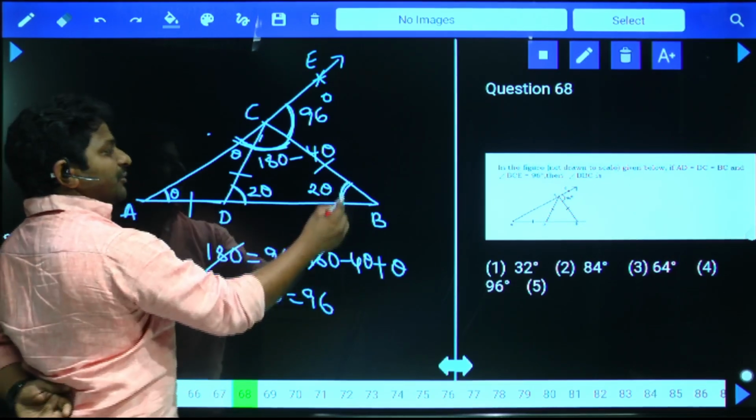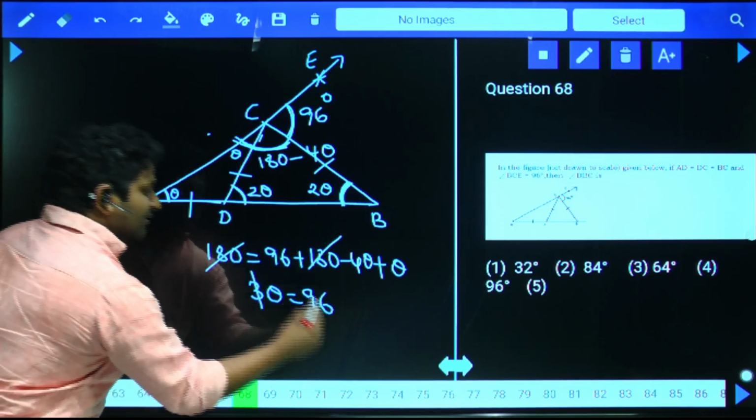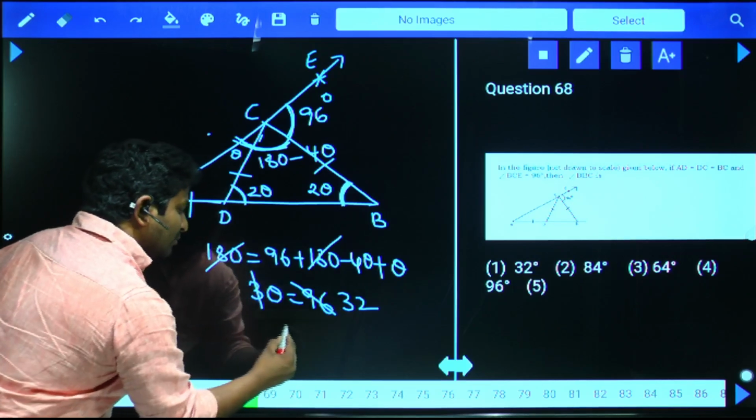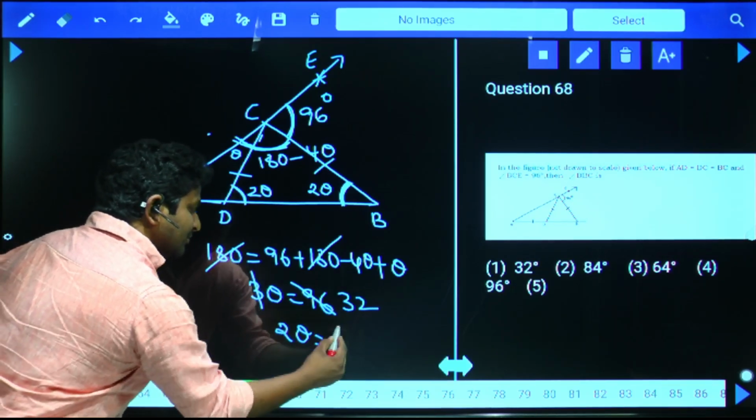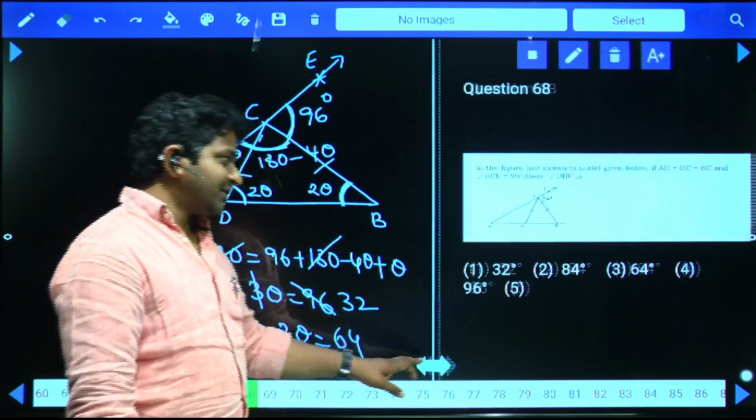Now your question is about angle DBC, which is equal to 2 theta. Theta is equal to 32 degrees. Then 2 theta is equal to 2 into 32, which is equal to 64 degrees. 64 degrees, third option is the answer.